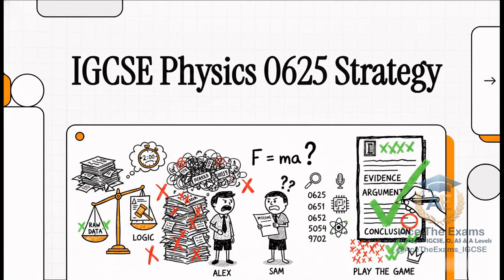Look closely at their answers on the screen right now. They are absolutely covered in red pen marks from the examiner. But here's the secret. They didn't lose marks because they don't know physics. They lost marks because they don't know how to play the exam game. In this explainer, we are going to fix that completely. We're going to transform those red marks into green checks. So let's dive into this.